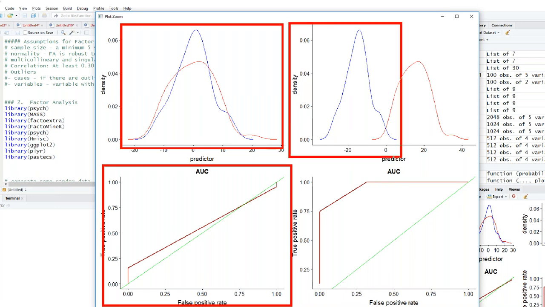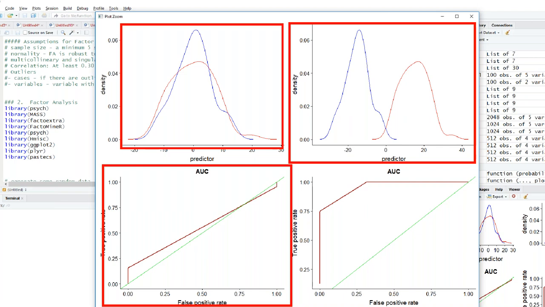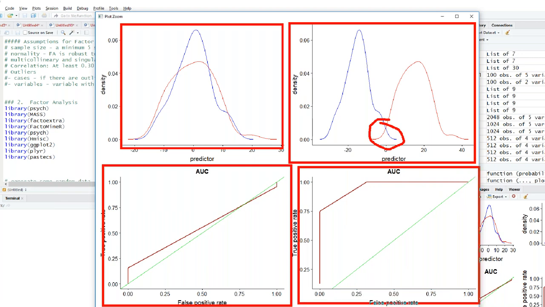In the next case, I'm using the same formula and the same data set, but those numbers are not correlating. The density plots for both are only slightly correlating. This will at the end give me a much better and higher result in terms of area under the curve, as you can see, with a much better true positive rate versus false positive rate.